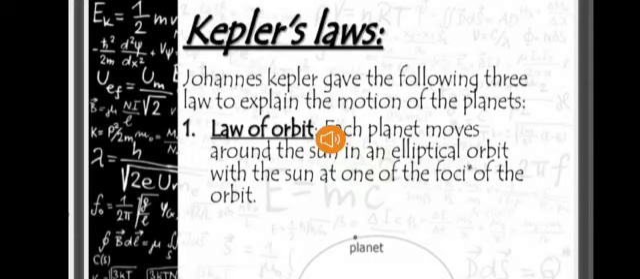The distance of the closest approach of the planet with the sun is called perihelion, and the greatest distance of the planet from the sun is called aphelion.